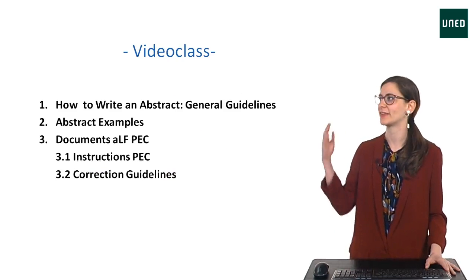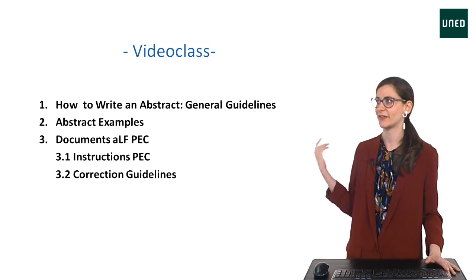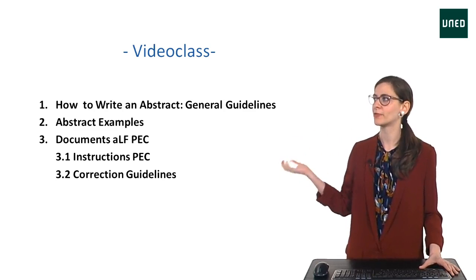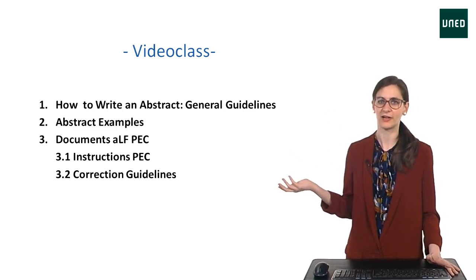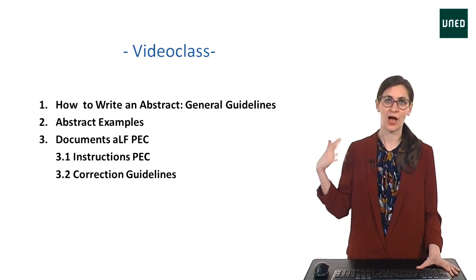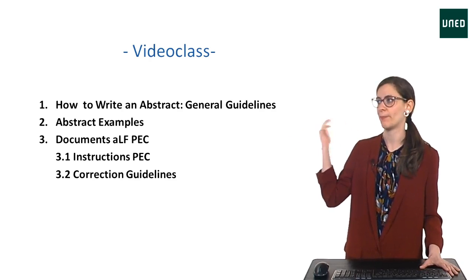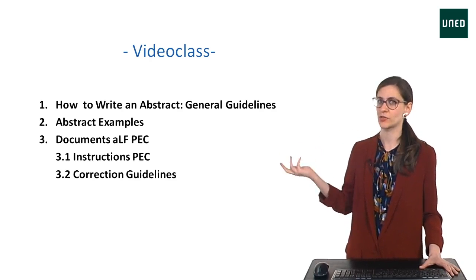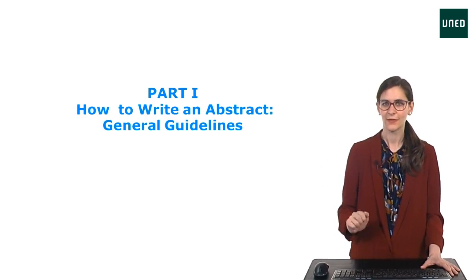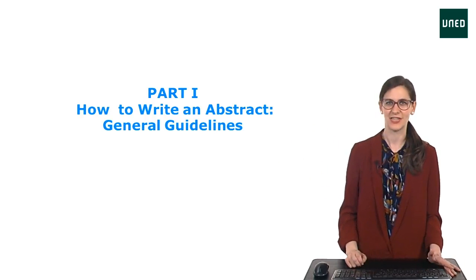This video class is divided into 3 parts. In the first part, I'll provide some general guidelines on how to write an abstract. Then we'll see some examples of abstracts from the field of Arts and Humanities. And then we'll see together some documents that you have available in the platform that will help you to do the PEC. We'll have a look at the instructions for the PEC, and then we'll have a look as well at the correction guidelines. Okay, so let's see together first part 1, how to write an abstract, general guidelines.